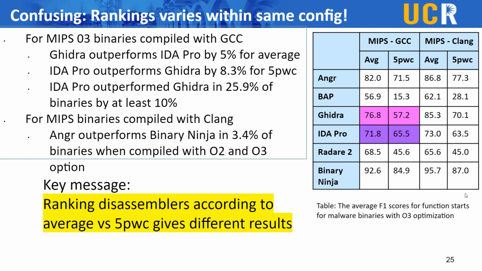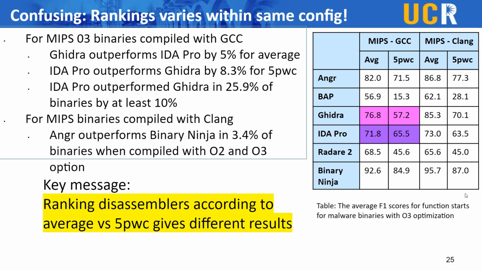Okay, in this table, we want to show that it is sometimes also confusing to decide on which is the better disassembler, because if you focus on Ghidra and IDA Pro, we can see that Ghidra outperforms IDA Pro by 5% for the average performance, but IDA Pro outperforms Ghidra by 8.3% for the 5PWC performance. And what is surprising is that IDA Pro again outperformed Ghidra in 25.9% of the binaries by at least 10%, which is very significant. So given all this information, it is a bit hard to really say whether Ghidra is better than IDA Pro or IDA Pro is better than Ghidra for a given binary.